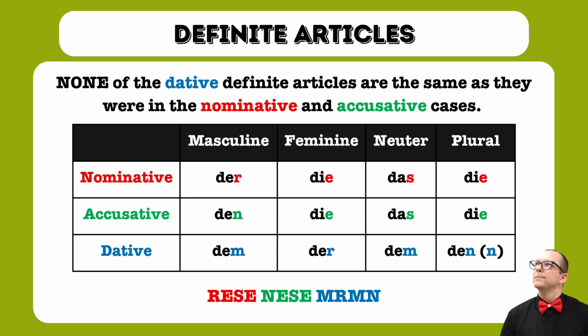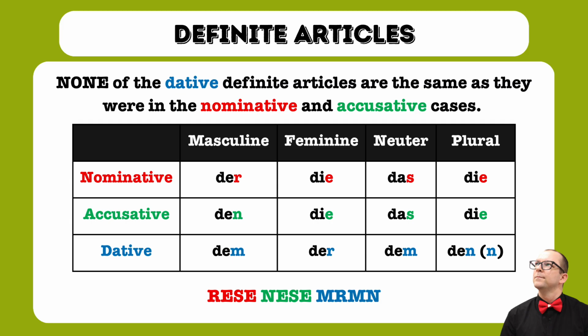So the nominative case, der, becomes dem in the dative case. Die, as the feminine word, now becomes der instead. The neuter one now matches the masculine one, which is dem, and the plural one is now den, which looks a lot like the accusative masculine form. Long story short, we now have dem, der, dem, and den.